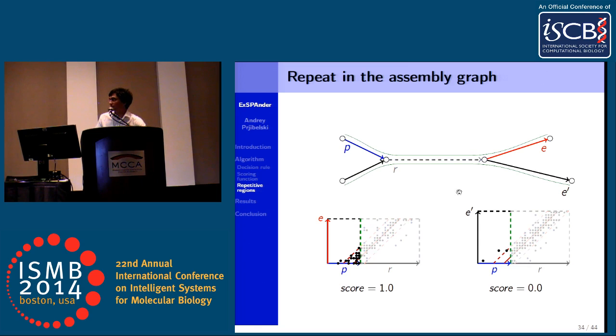Okay, let's ignore it. Once we ignore the repetitive edge, which has ambiguous read pairs, we see that the score for correct extension remains 1, and the score for incorrect extension becomes 0. So we're sure that E is a correct extension. Okay, enough algorithms for today. Let's talk about something more interesting, for example, the results.